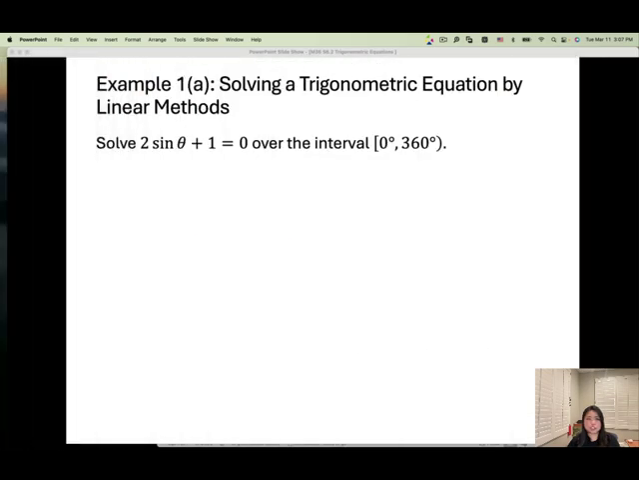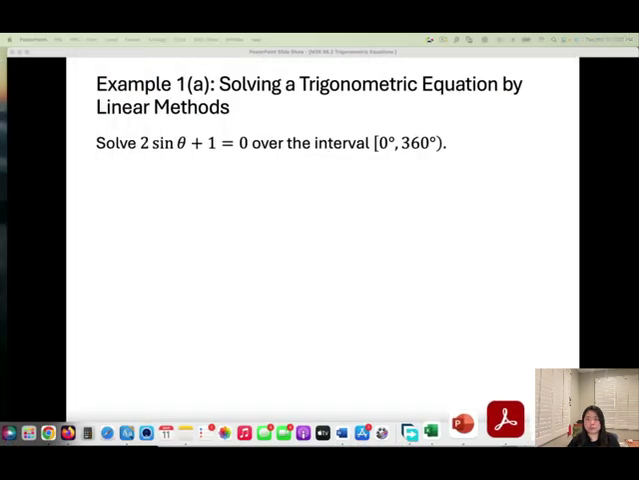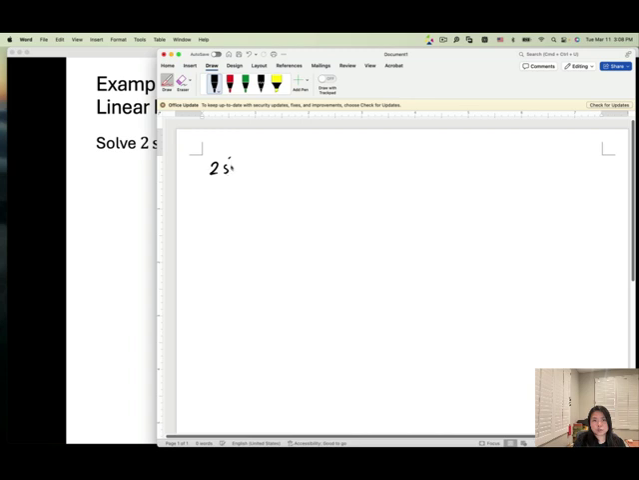Okay, now let's try to do this example together. We have 2 sine theta plus 1 equal to 0, and the angle is from 0 degrees to 360 degrees. Keep in mind that if the given interval is in degrees, then you're going to use degrees. If the given interval is in radians, then you're going to use radians. Okay, solve this. We're going to subtract 1 from both sides, and then divide by 2.